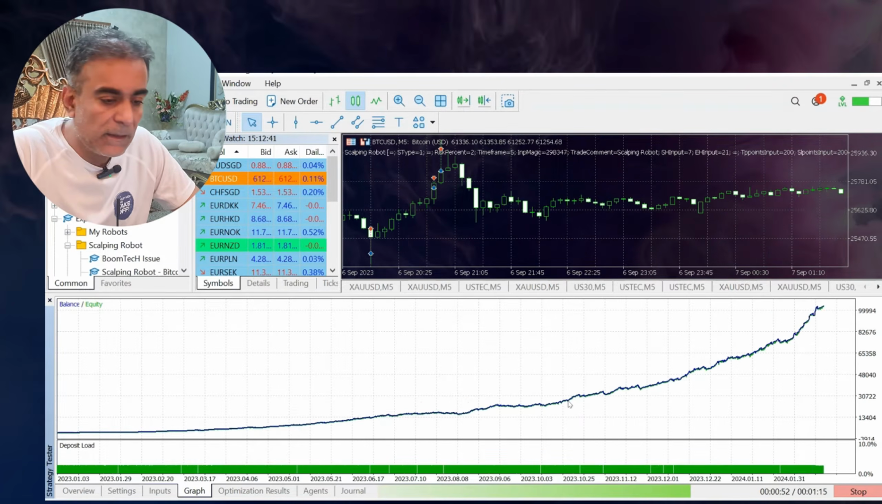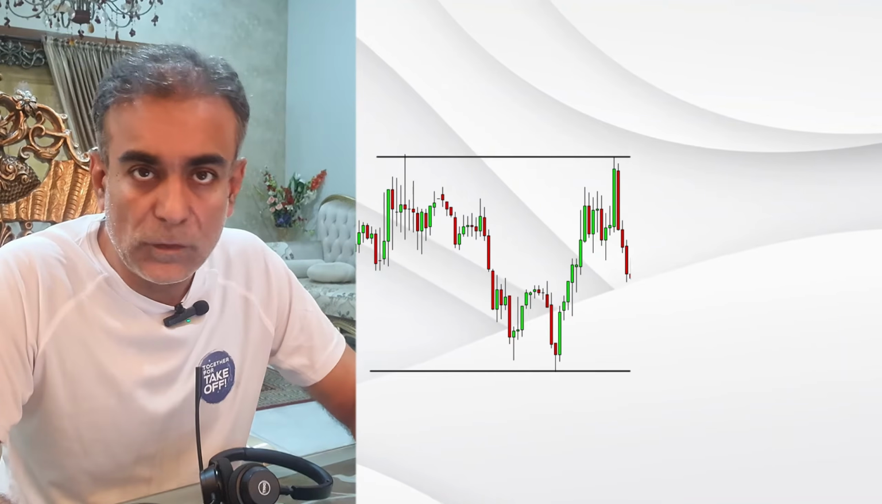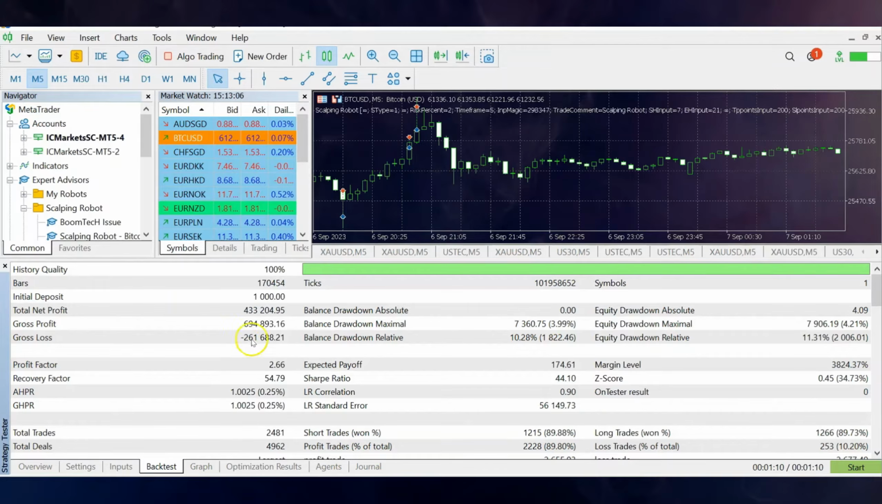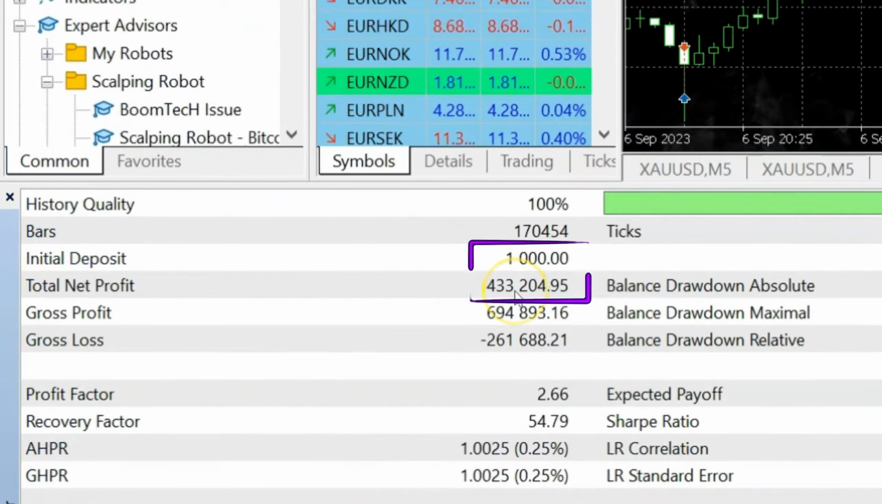Now, this EA performs very well when the market is trending. It's going in one direction, whether up or down. When the market is choppy and is going sideways with no clear direction up or down, that's when the EA struggles a little bit. If you look at the backtest results, we started with a balance of €1,000. We're ending up with €433,000.